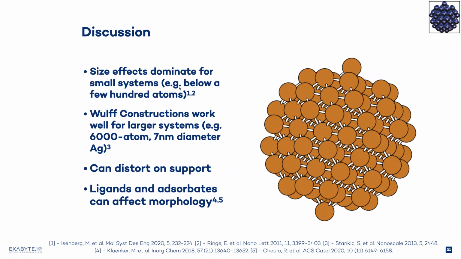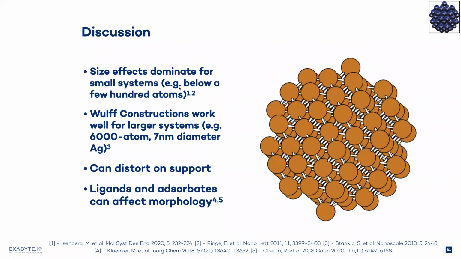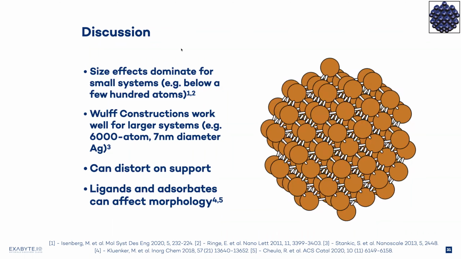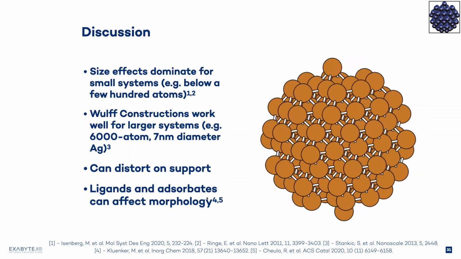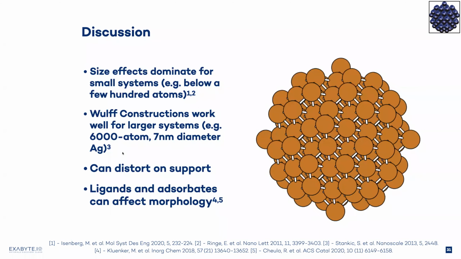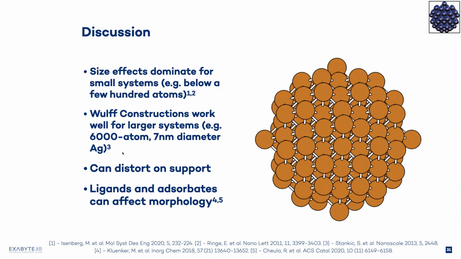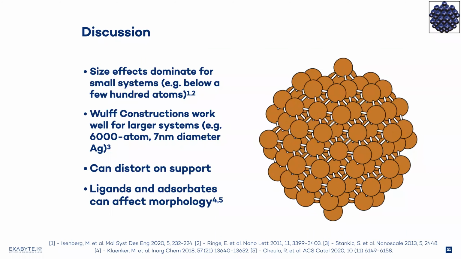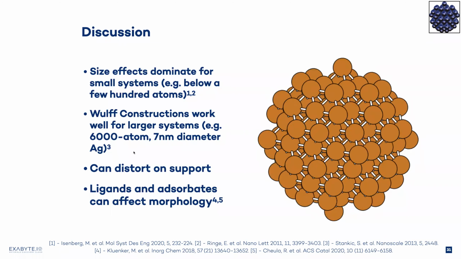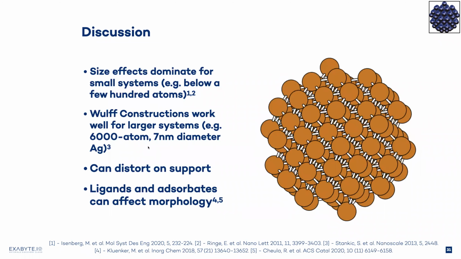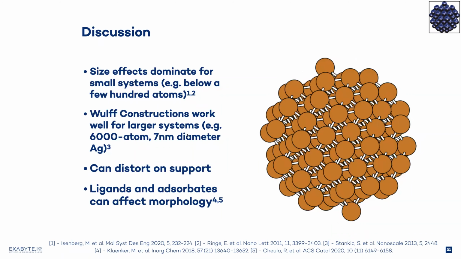So for something of 55, for example, the Wulff construction might not be reasonable. You might instead get a cuboctahedron or an icosahedron. And so size effects are very important for small systems. There's a couple of citations down here that can be referenced to talk about that. Wulff constructions do typically work very well for larger systems, however, once we're out of a few hundred atoms. So for example, here I cite a literature study that used this technique to predict the experimental morphology of a silver nanocluster that was 6,000 atoms.